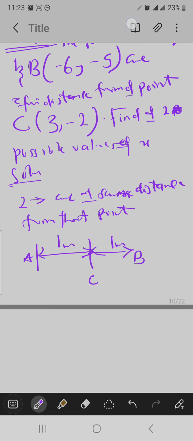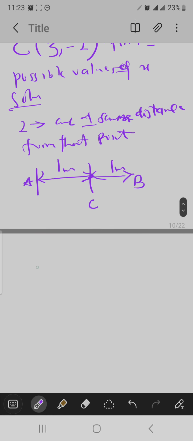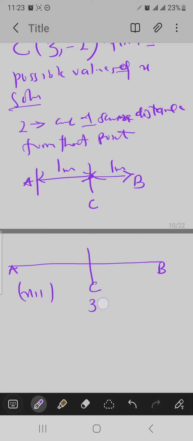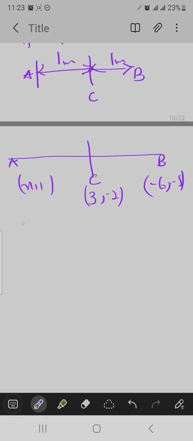So now it means that if I want to do this, I will just have to have this like this. C, A, B. What is the coordinate of A? We have x comma 1. C is 3 comma minus 2. And B is minus 6 comma minus 5. So now doing this, I'll find the distance between this one and this one. And you know one thing. If I want to find anything here, it means that AC is always equal to CB. And I hope you understand what I'm saying.